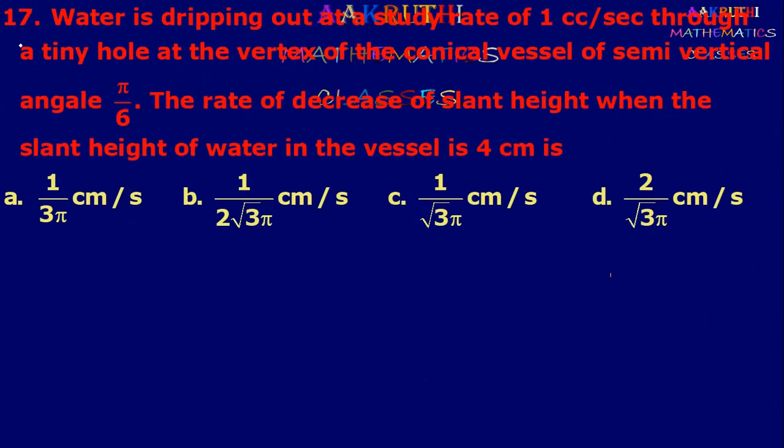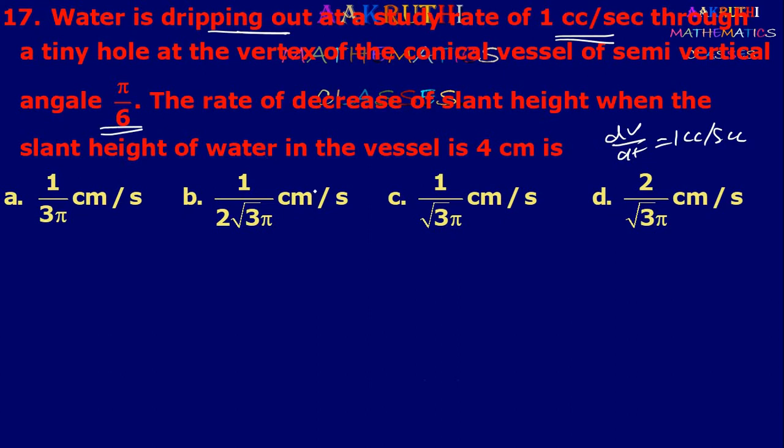So next question, question number 17. Water is dripping out at a steady rate of 1 cc per second through a tiny hole at the vertex of a conical vessel of semi-vertical angle pi by 6. Find the rate of decrease of slant height when the slant height of the water in the vessel is 4 centimeter. So here it is given that dV by dt is 1 cc per second.